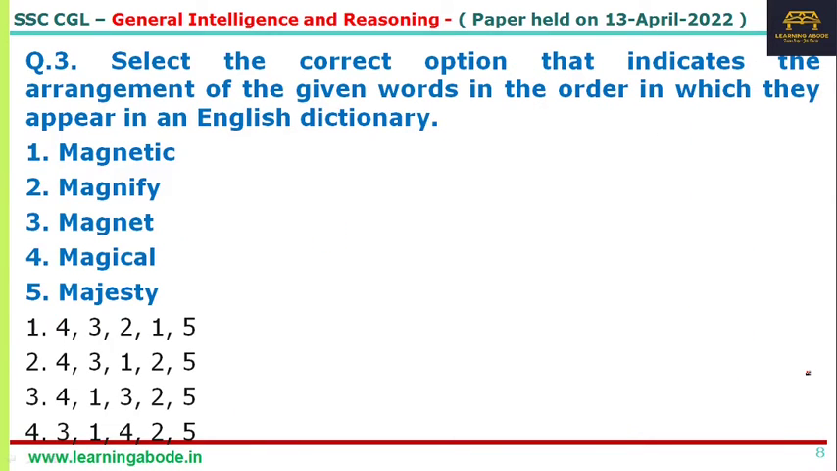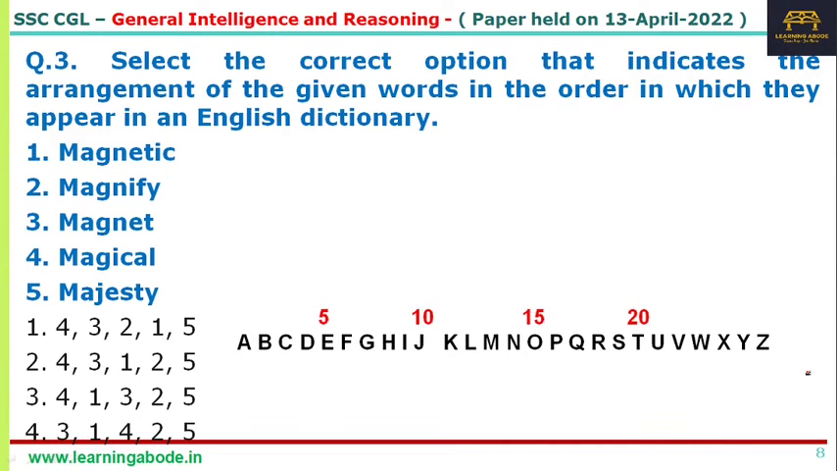Now question number 3, we have been given 5 words and we have to arrange these 5 words as in an English dictionary, which means we have to sort them into alphabetical order. Now this again I'll use the alphabet position. From the options you can see that the fifth word is the last word. Okay, so majesty is the last word.